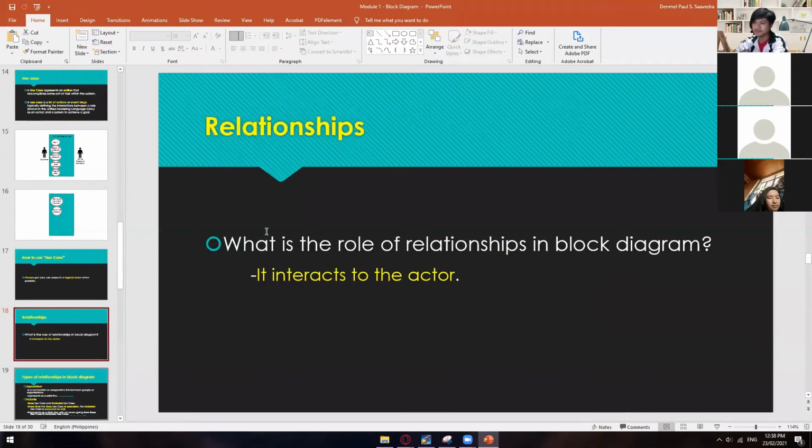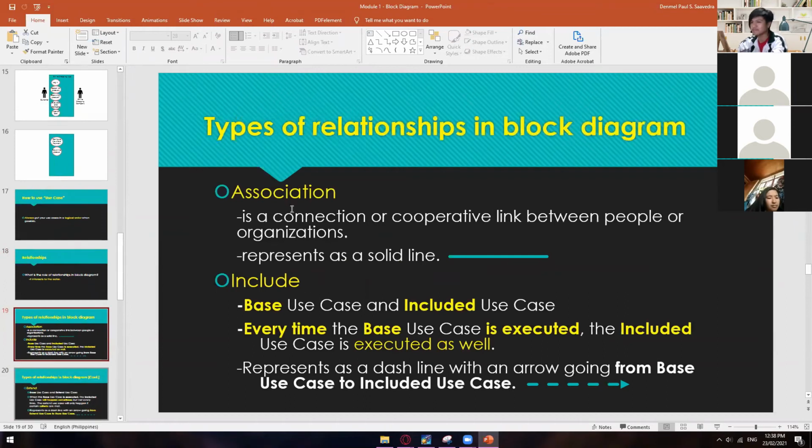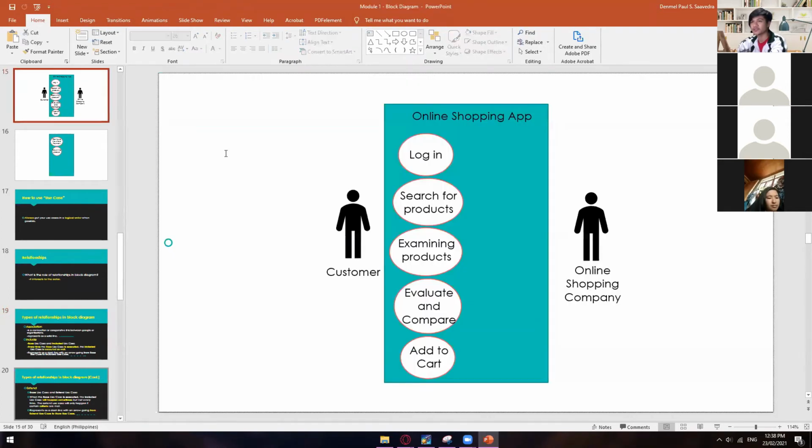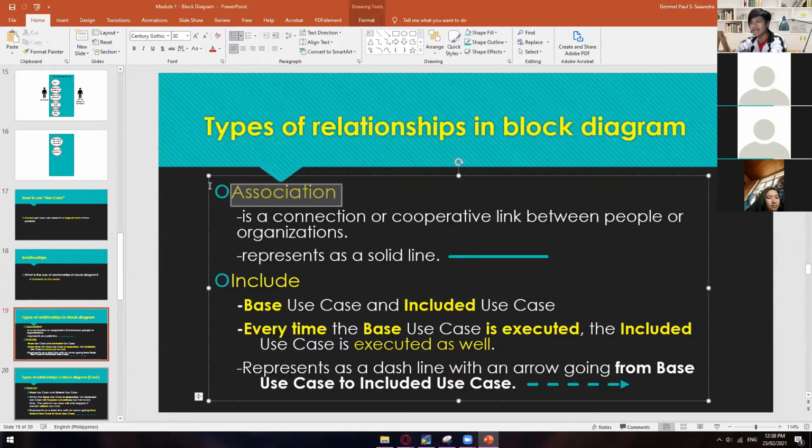And relationships. What is the role of relationships in a use case diagram? Basically, very simple. It interacts with the actor. Let me just show you guys different types of relationships. We have here the association, which is represented by a solid line. The association is a connection or cooperative link between people or organizations and your system. So this is your connection from the customer to the system. We call that one association.